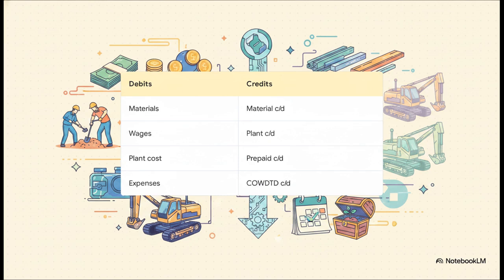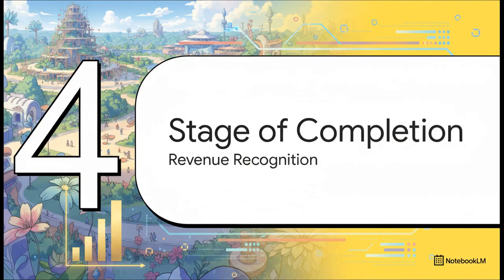We credit things like materials left over at year-end, prepaid expenses, and this is absolutely crucial, the net book value of our plant. The difference between these two sides gives us our cost of work done to date, which we then carry down.